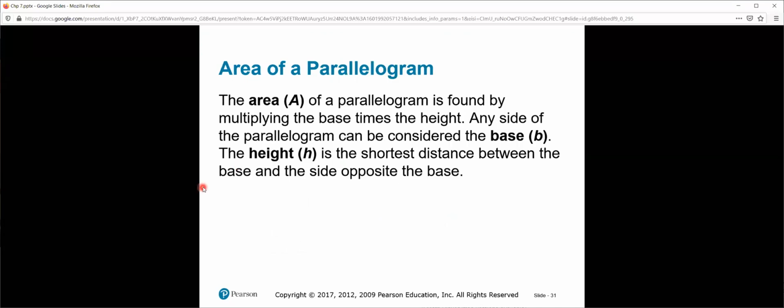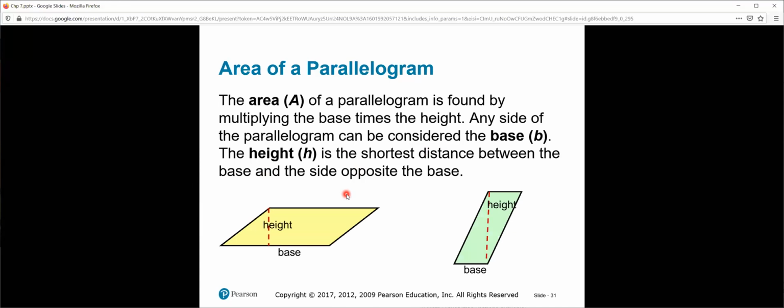So the rules stay the same. The area of a parallelogram is found by multiplying its base times its height. Different from a rectangle and square, although is it? Right? Any side of the parallelogram can be considered the base, and the height is the shortest distance between the base and the side opposite of the base. So perpendicular, base and side are perpendicular to each other, right?